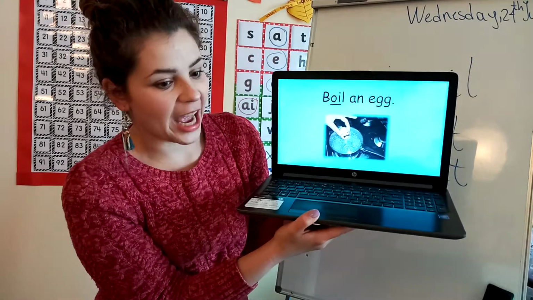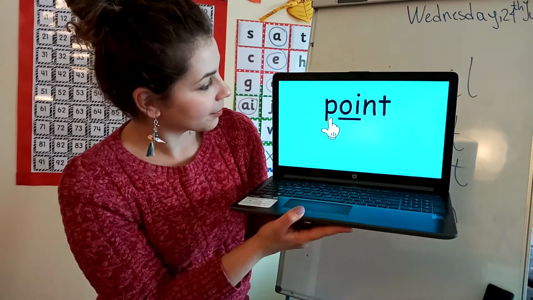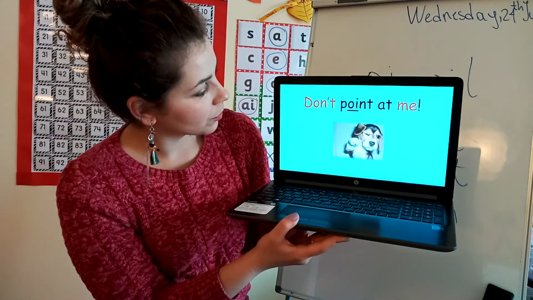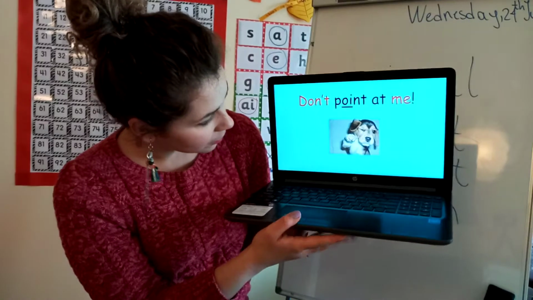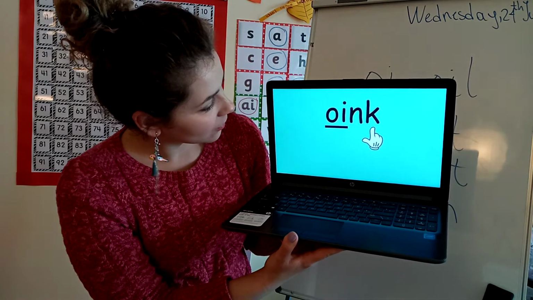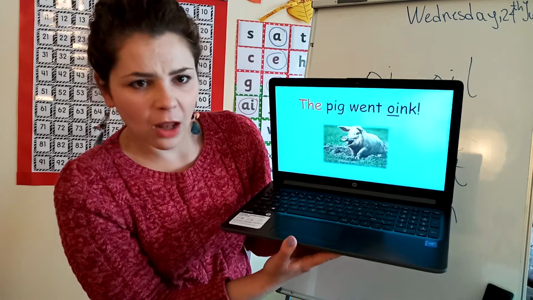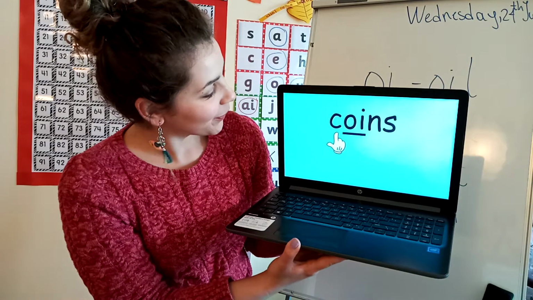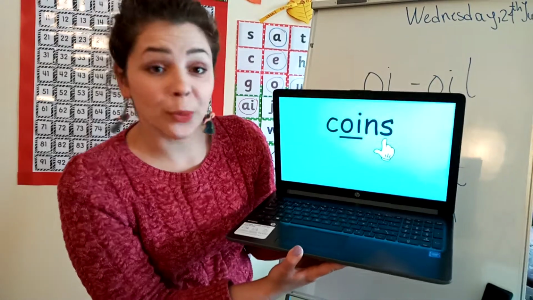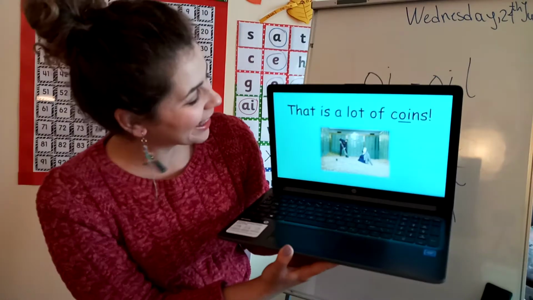Boil. We had it already. Boil an egg. Point. Don't point at me. Oink. The pig went oink. Look at that happy pig. Oink. The words are the same. Coins. So more practice. That is a lot of coins. It is.